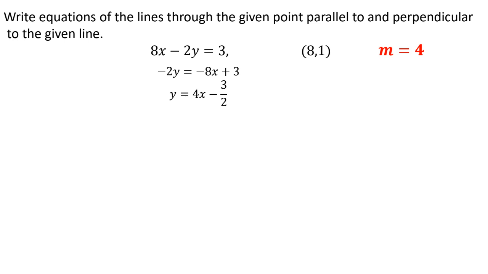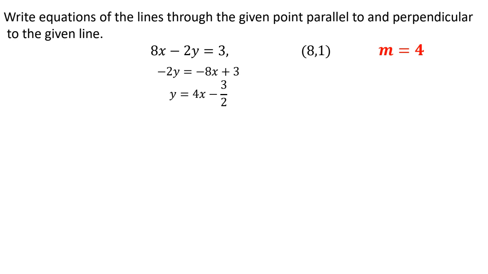which represents my y-intercept. Now, in this problem, I am not interested in the y-intercept. All I'm interested in is the slope, because two lines that have the same slope but different y-intercepts are parallel. So the equation that I need to come up with that is parallel to this line has to have a slope of 4, and I put it here in red.